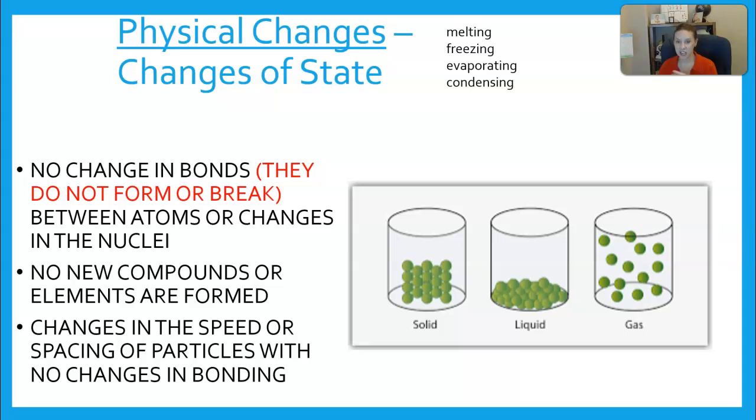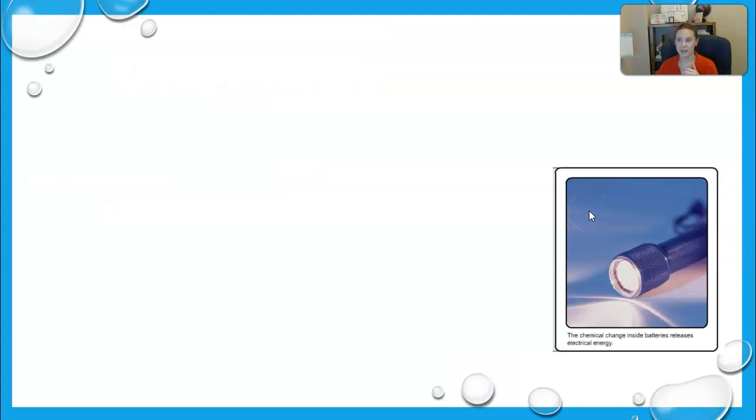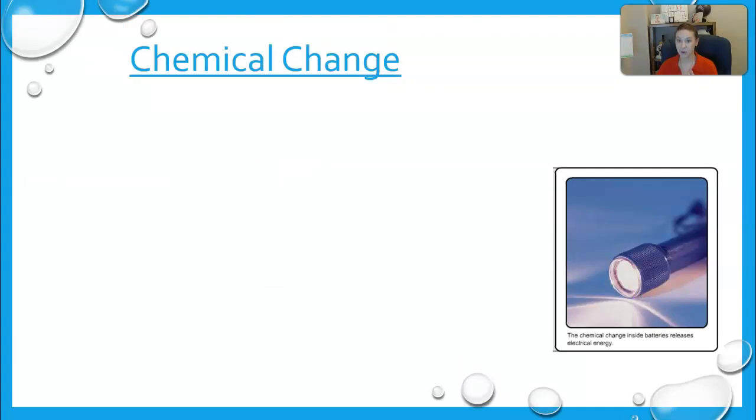Remember that there's no change in bonds. They do not break or form new bonds between atoms or changes within the nuclei, okay? So there's no new compounds or elements that are formed, and changes in the speed or spacing of particles with no changes in bonding. So look here. We see that in a solid, the spacing between the molecules is going to be super close together. In a liquid, they're a little bit further apart, whereas in a gas, they're even further apart. Okay? All right. So now let's look at a chemical change.